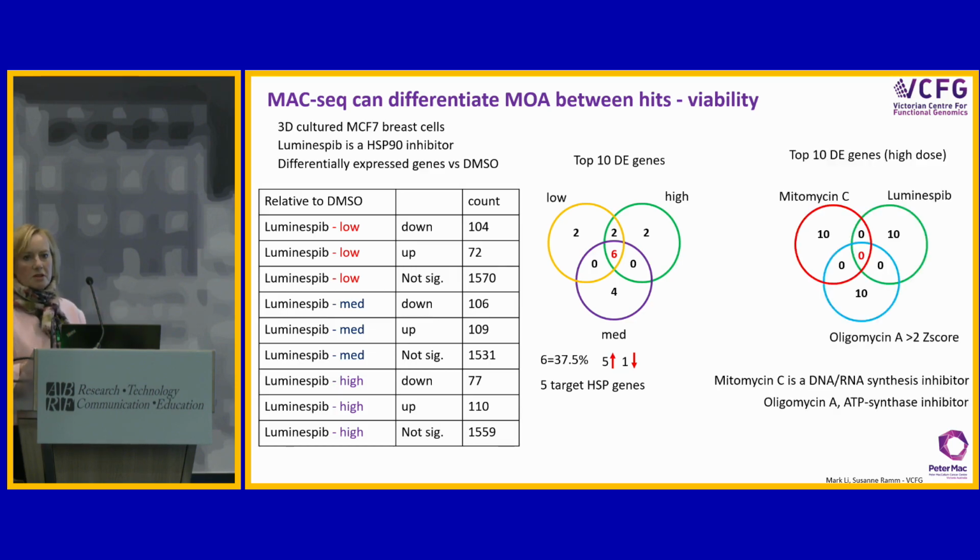But just to be sure, we took 2 other agents that were toxicity targets, mitomycin C, oligomycin A, and when we looked at the top 10 differentially expressed genes in those, we got a 0 overlap. So we're really happy that the method looked like it was actually going to work.